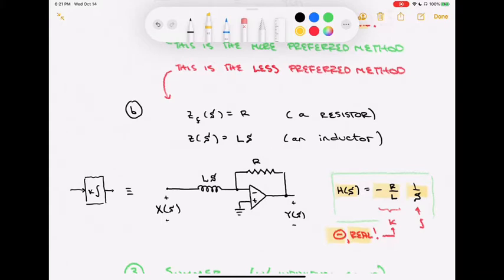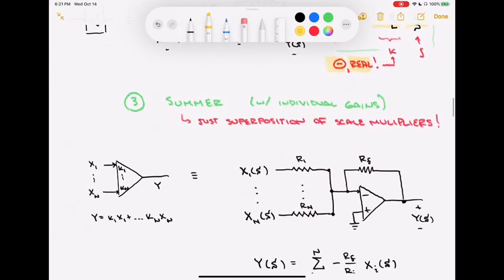going to be negative. If I needed to do a positive integral, I would have to cascade maybe an integrator with a gain element, and the two negatives there would make it overall positive, something along those lines. We will do an example of this shortly. The summer, again, can also be done with individual gains, and I'll go ahead and derive it that way. This is just a superposition of the scale multipliers.